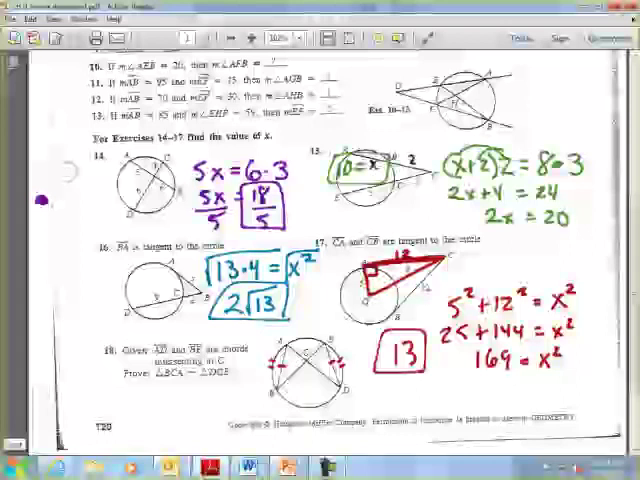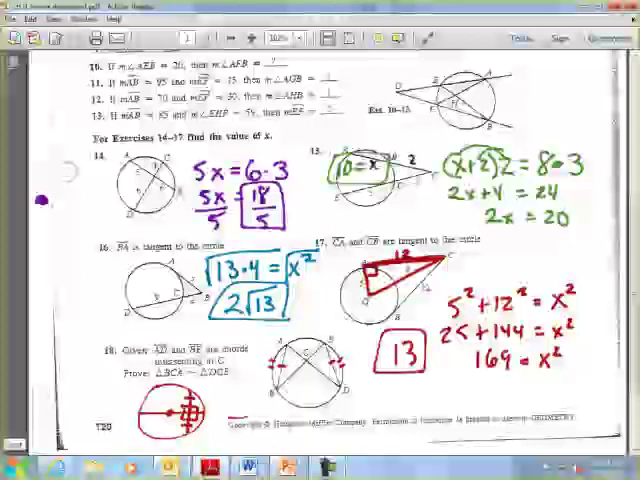Another theorem that we didn't use at all is that if I have a diameter and a chord that is perpendicular, what happens to that chord? It's cut in half. It's bisected. Those 2 pieces are the same size then, the top and the bottom. So that was one of our theorems that didn't come up in here.